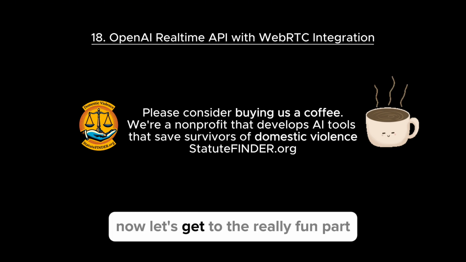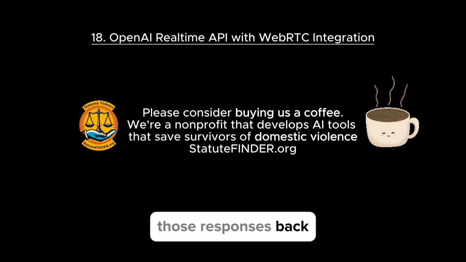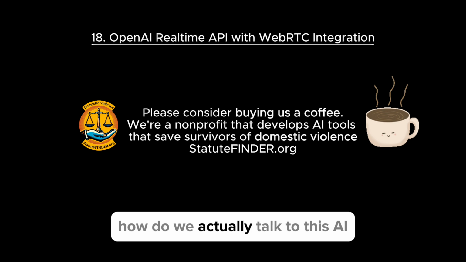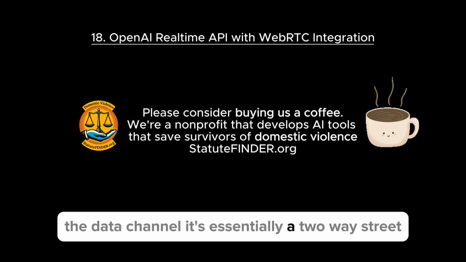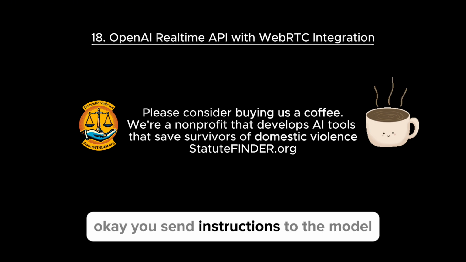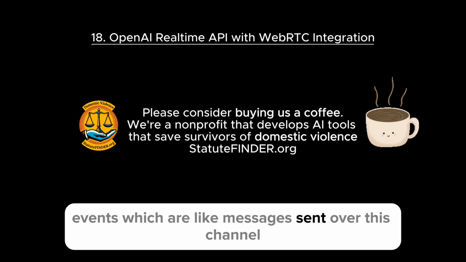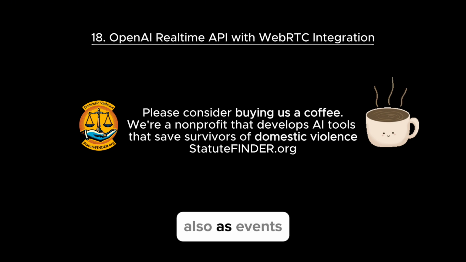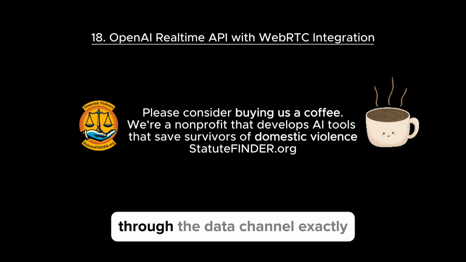Exactly. Now let's get to the really fun part, sending instructions to the model and getting those responses back. This is where the real magic happens. All right, hit me with it. How do we actually talk to this AI through the real-time API? Remember that data channel? It's essentially a two-way street. You send instructions to the model by packaging them as events, which are like messages sent over this channel. And the model sends back its responses in the same way, also as events. So it's a constant back and forth with each side sending these structured messages through the data channel.